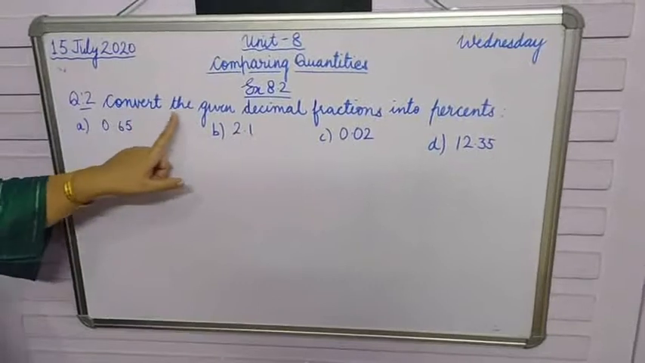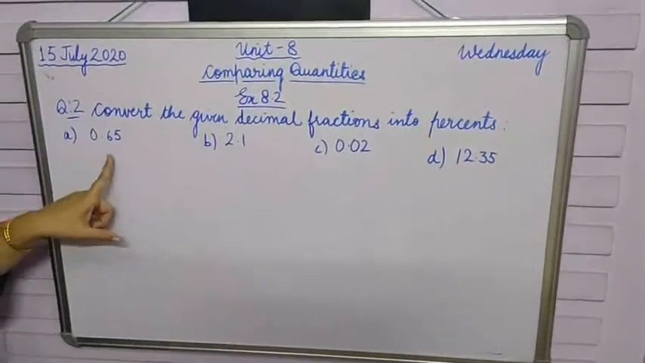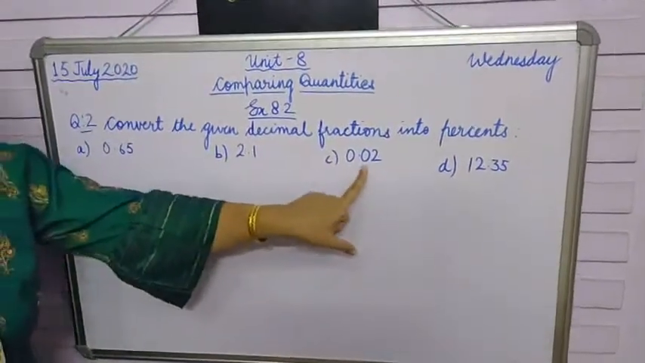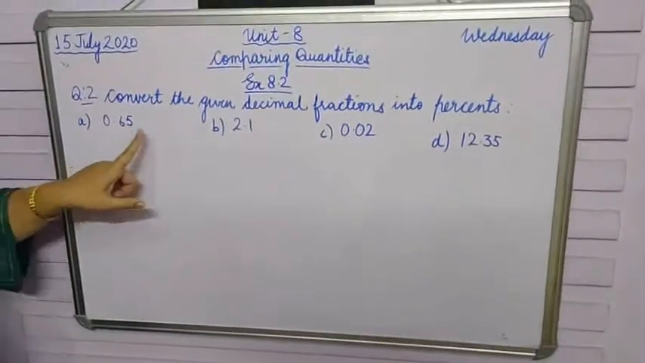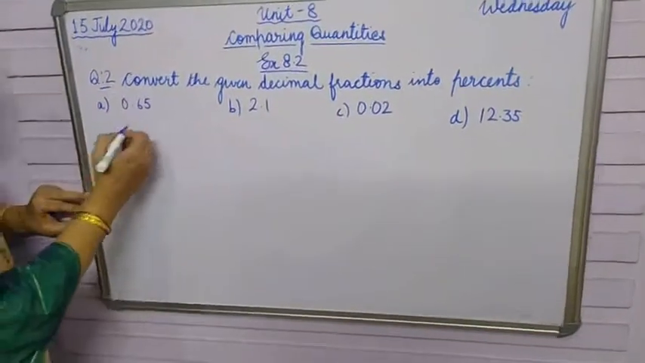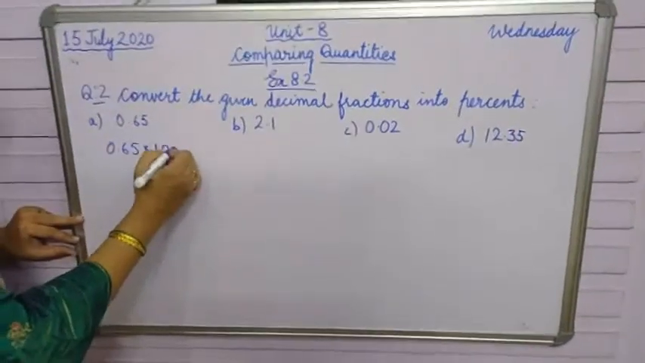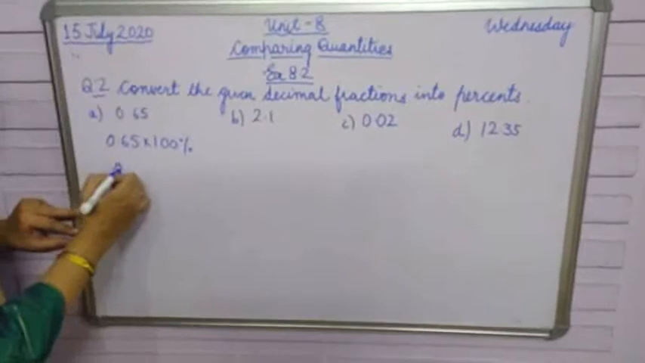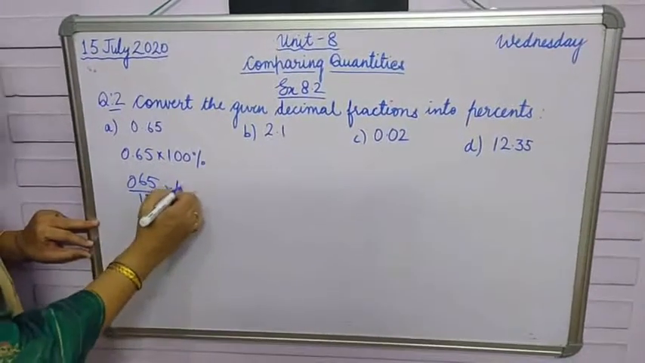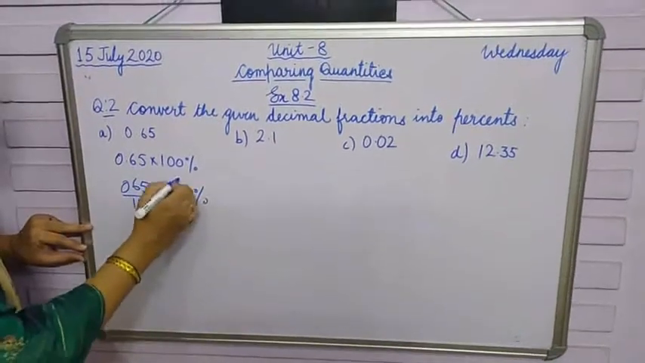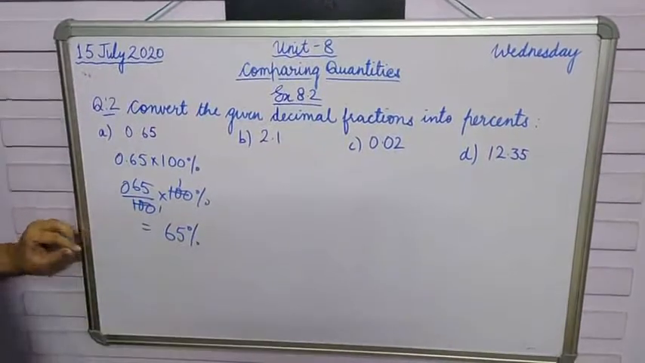Question number 2 is convert the given decimal fractions into percents. Now here we are given decimal numbers and we have to convert them into percent, but the rule is the same. We have to multiply by 100% to convert them into percents. That means 0.65 into 100%. Now remove the decimal. When you remove the decimal, it will become 65 upon 100. 100 ones are 100, 100 ones are 100. So we are left with 65%.